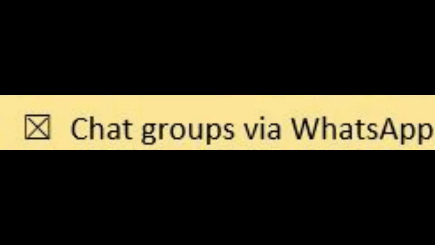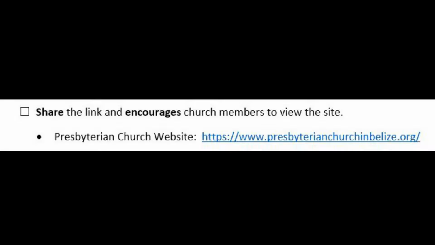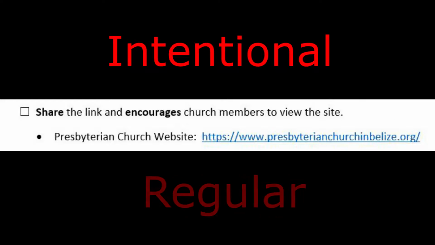Okay, we now have included all our strategies. Now I will go down the list and check the boxes where we are intentionally and regularly carrying out this strategy. For example, I may have announced the Presbyterian Church website once or twice, but not intentionally and regularly. Therefore, I did not check the box. I must be more intentional and regular before I check the box. So this is my evaluation of the progress of the strategic plan.